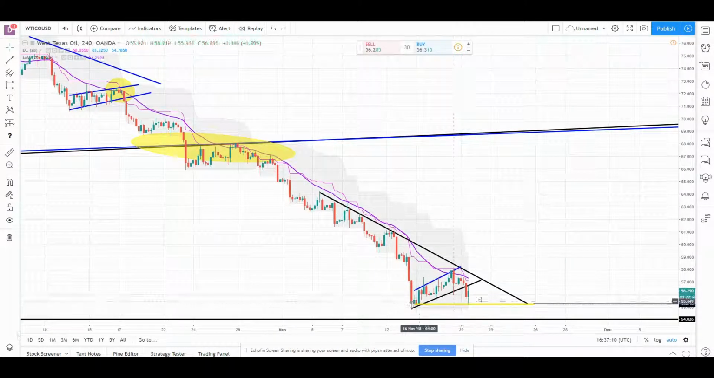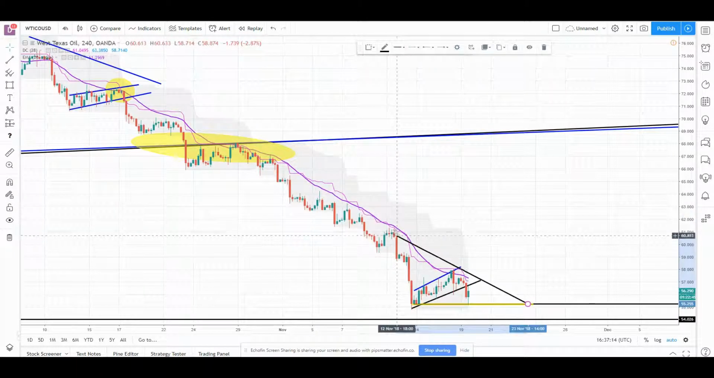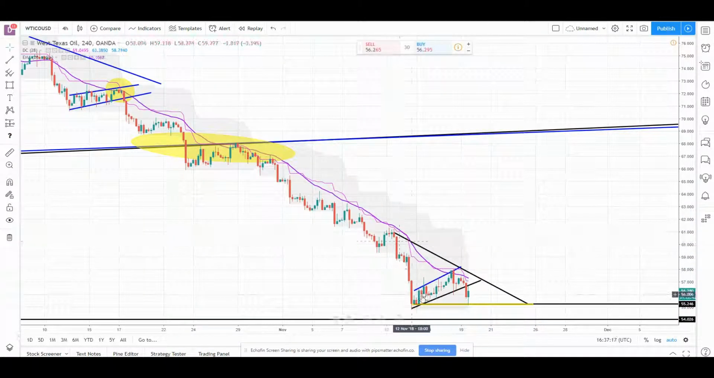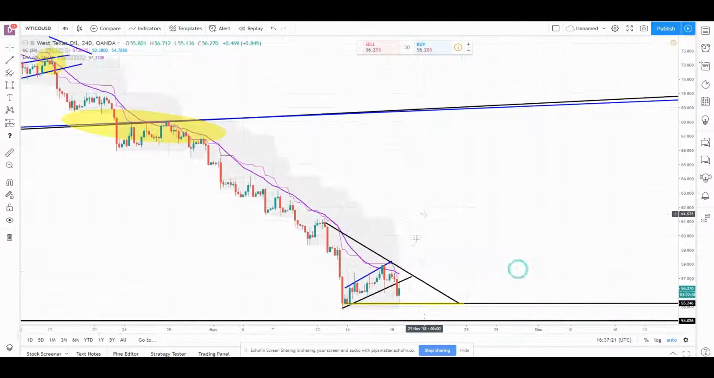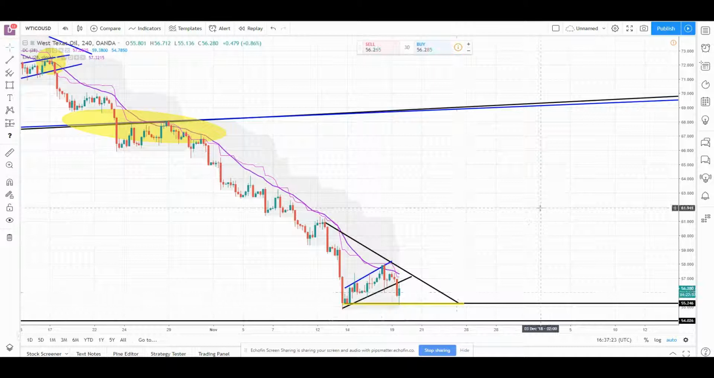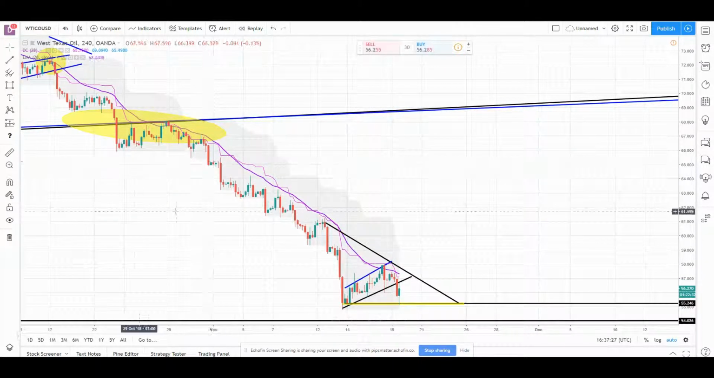So unless this here becomes a range, then we've got a problem. And this is the problem. It could become a range. So price action could move in this range before going up or down. What we want to see is a breakout of the 55,246 level that's written here, the black line. We want to see a breakout of that.